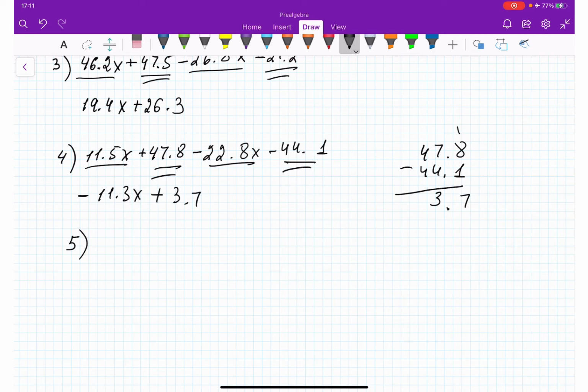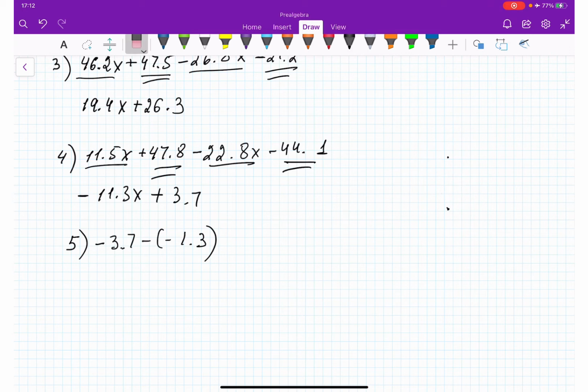Number 5. Okay, what do we have? Negative 3.7 minus negative 1.3. Okay, so here we have addition and subtraction of numbers with negative sign and all around negative sign, plus we have a negative sign in front of parentheses. So what is going to happen? Every time you have a negative sign in front of parentheses, it's going to flip every single sign within the parentheses.